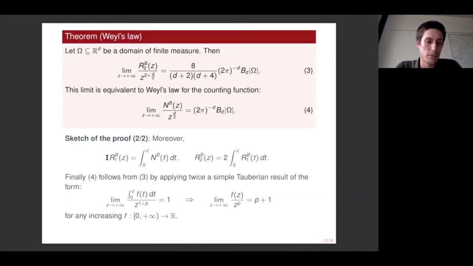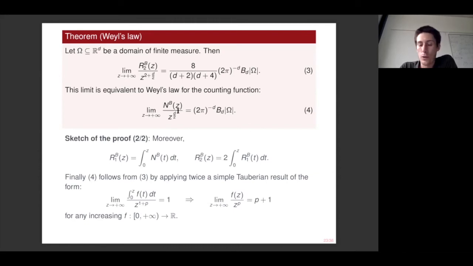And so again, by simply noting that R1 is the integral of the counting function and R2 is the integral of the first Riesz mean, we apply twice a simple Tauberian theorem of this form that you can see here, and recover from a Weyl law for R2 a Weyl law for R1, and applying another time the same Tauberian theorem, one gets the Weyl law for the counting function from the Weyl law for R1. So this is a simple application of these bounds that we have proved, and which imply this new proof for the Weyl law.